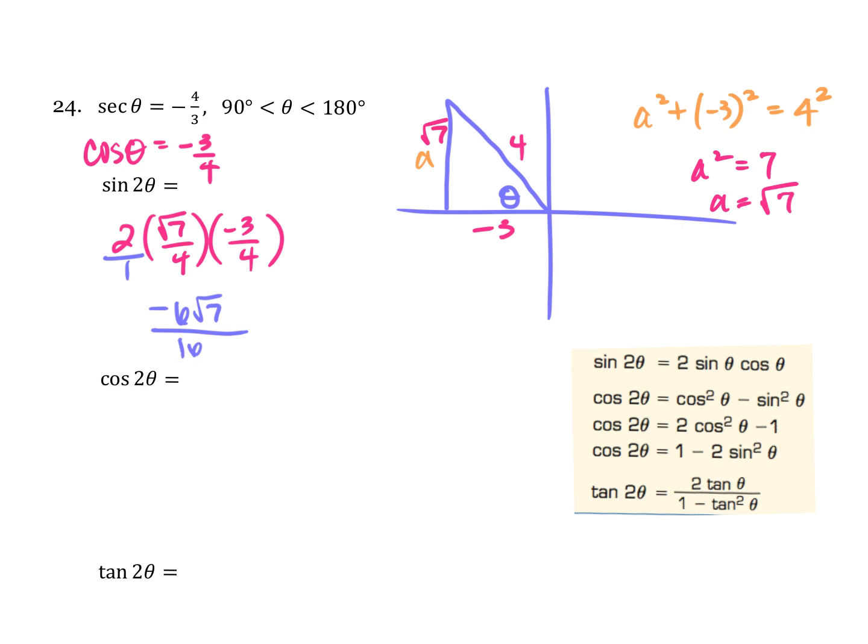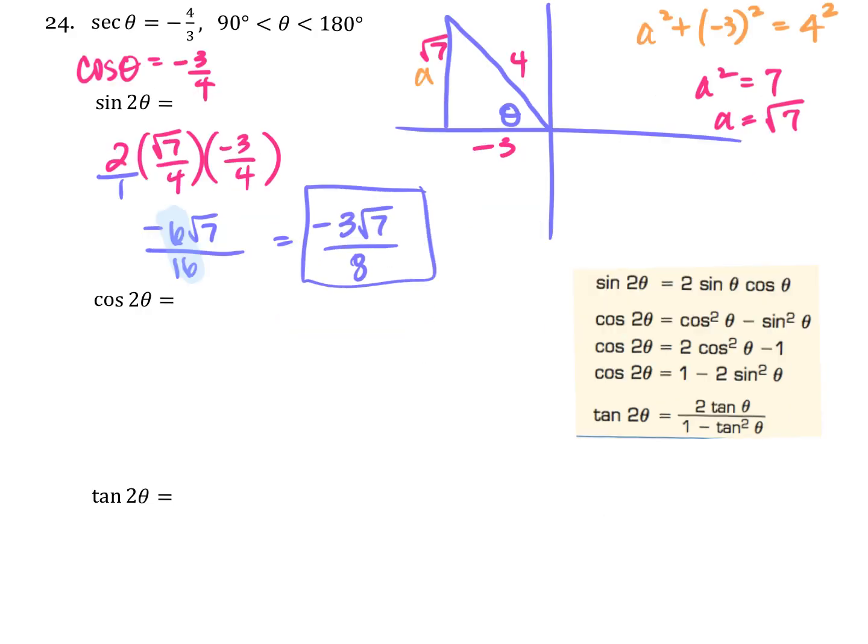16. Multiplying straight across. Does this simplify at all? Negative root 7 over 8. Beautiful.